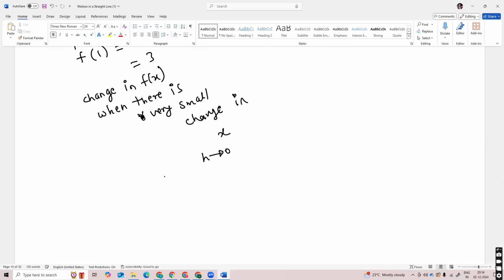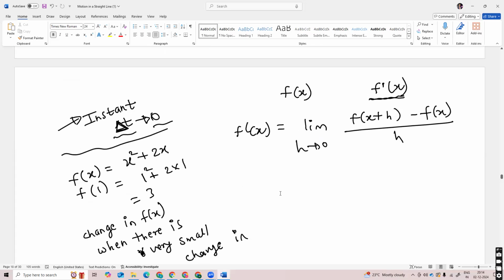So h is almost equal to 0, so x plus h is a very small change from x. When x changes by a very small value h, how much change in this function are we getting? So this is the change in the function f of x when we change x by a very small value h. With respect to this change, therefore we are dividing it by h.